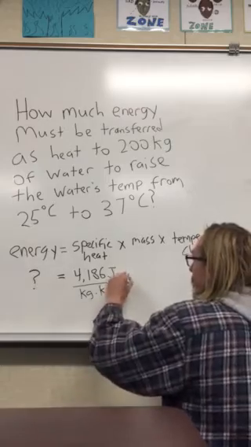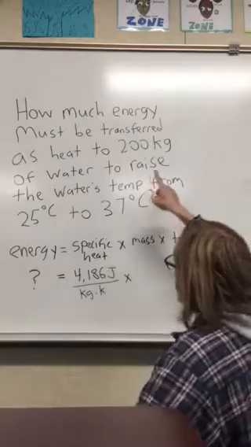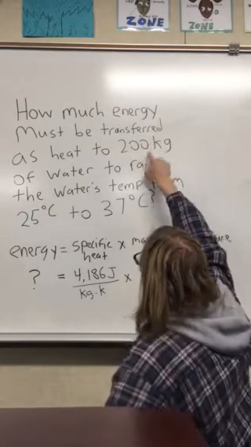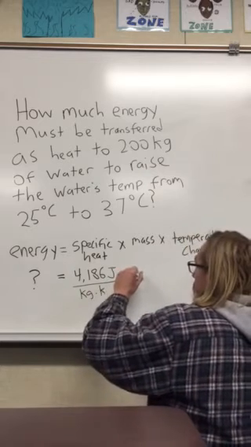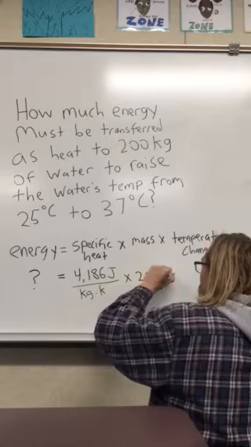Now we want to multiply it by the mass of the water from this particular situation. In this situation, we have 200 kilograms of water. So that's what goes under the mass section, 200 kilograms of water.